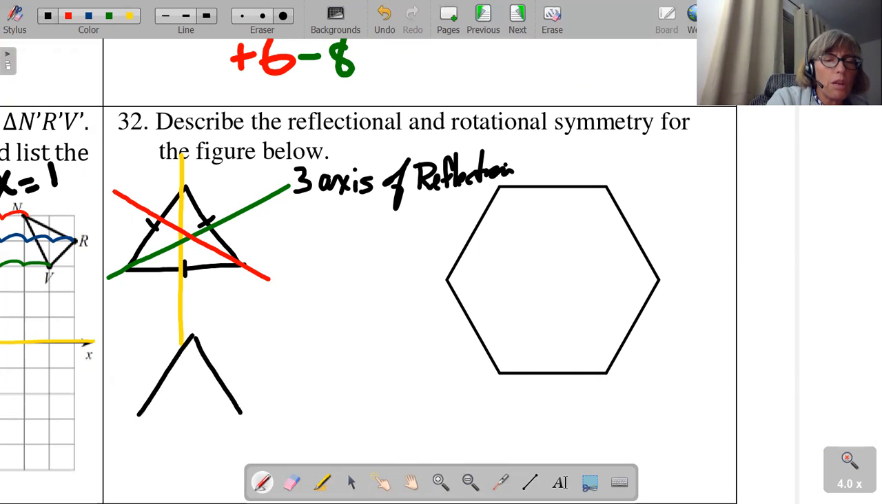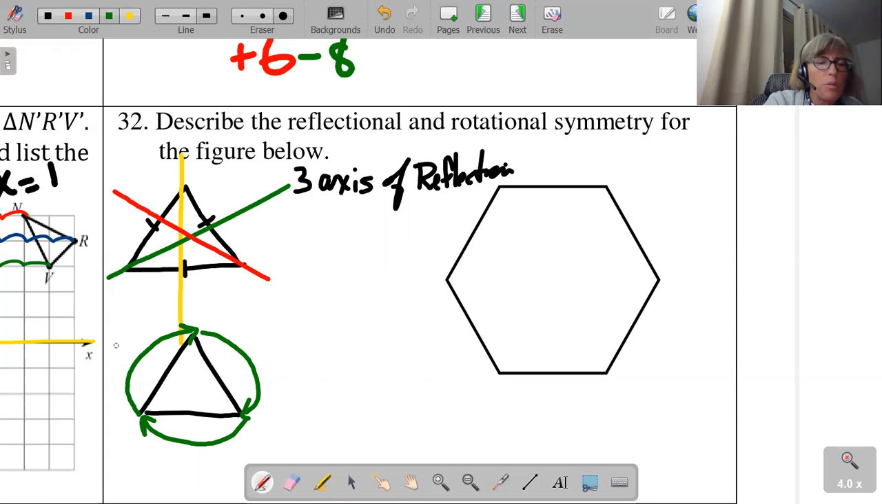And out of an equilateral triangle, rotational symmetry is how much do I have to rotate to get the exact same image. So if I go like this, there's my circle. Circle's 360, which means each of these rotations is 120. So to get the exact same image, my rotational symmetry is 120 degrees.